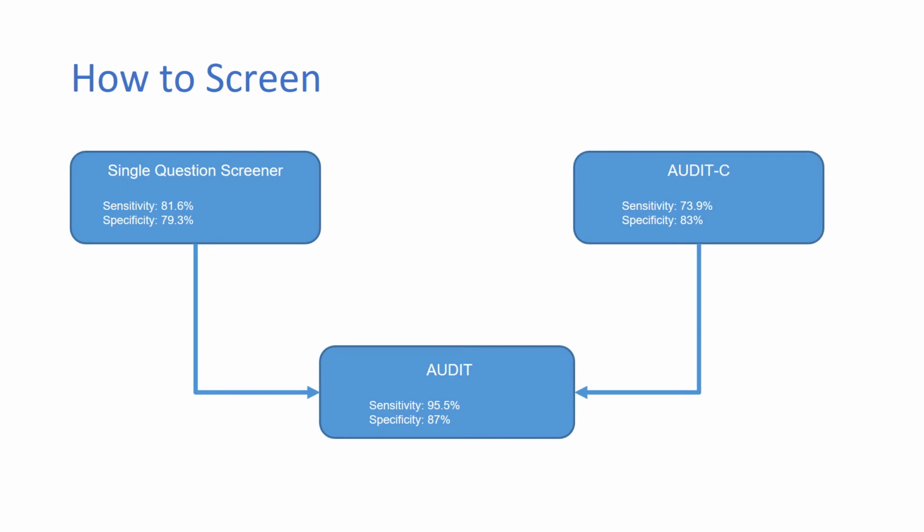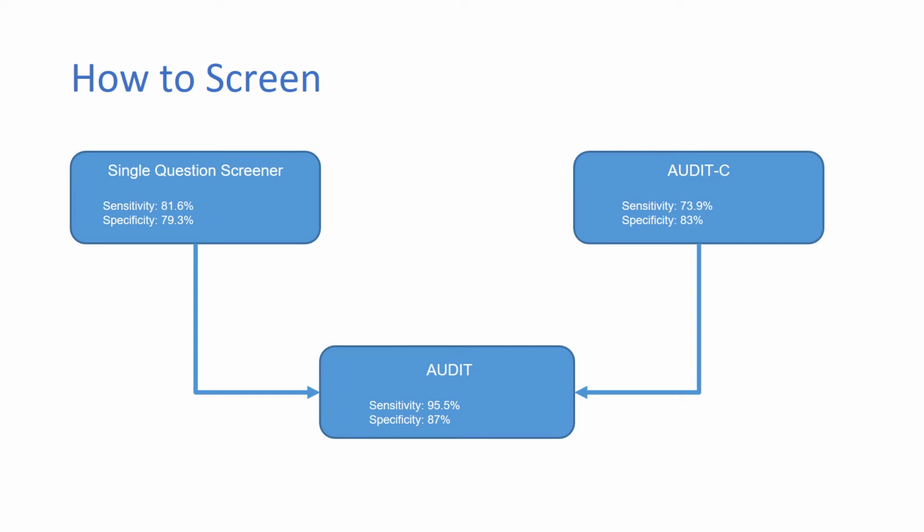So, you know when to screen, but how do you screen? How do you bring up this kind of tricky question of asking someone how much they drink? Well, we have two different ways to start with. We have the single question screener and the AUDIT-C.